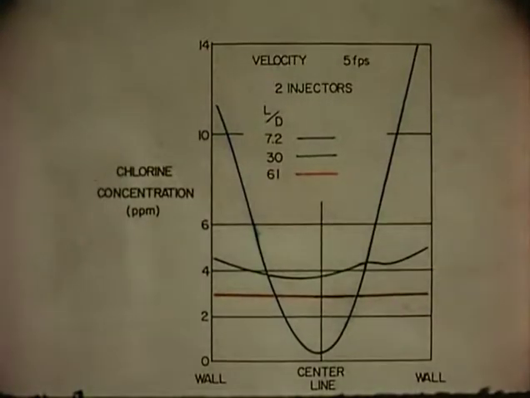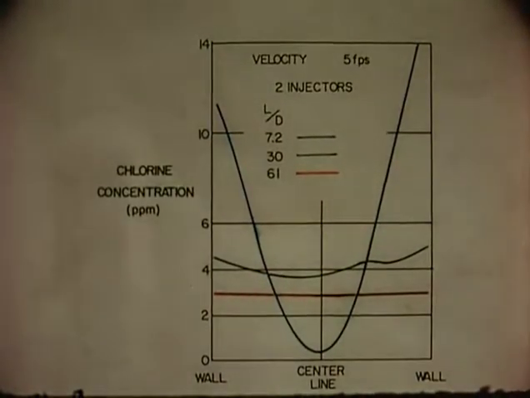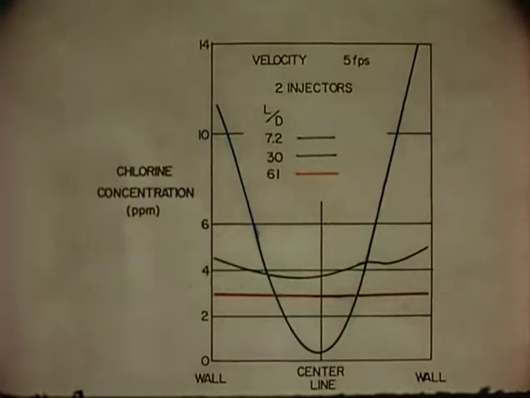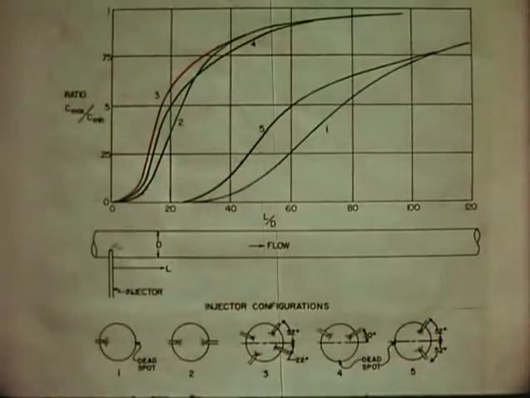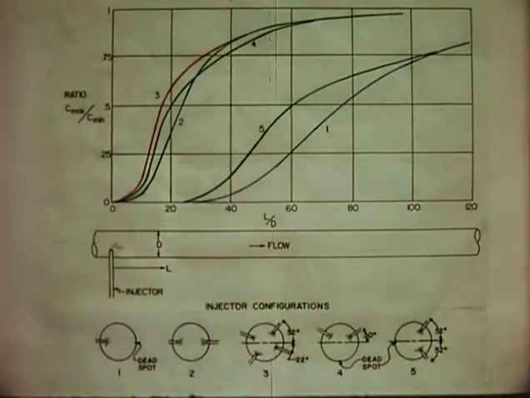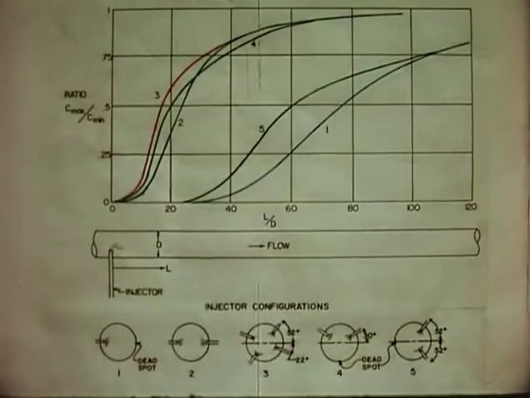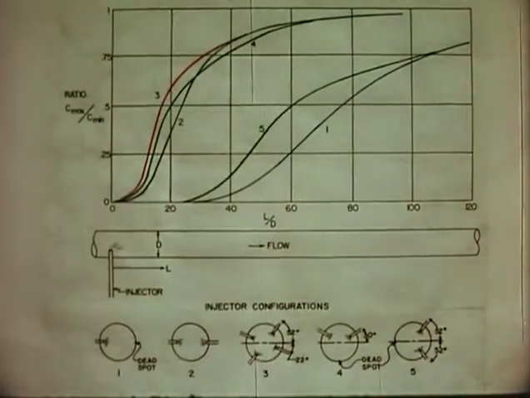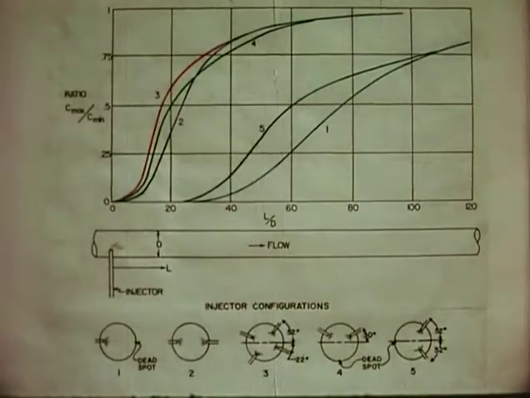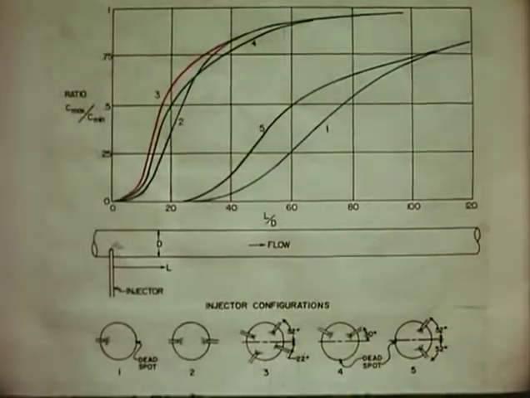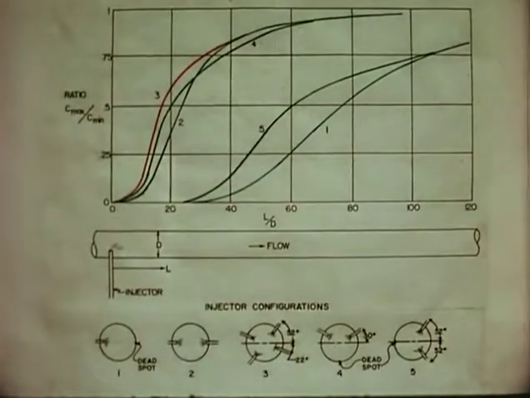The graph shows the change in the chlorine concentration profile as a function of the distance downstream from the injection point. The distance is expressed in terms of pipe diameter. This graph shows the ratio of the minimum to maximum chlorine concentration on the horizontal diameter as a function of the distance from the injector for various injector configurations. Comparison of curves 2 and 3 indicates that 2 injectors on the horizontal diameter result in essentially as rapid chlorine dispersion as 4 injectors.